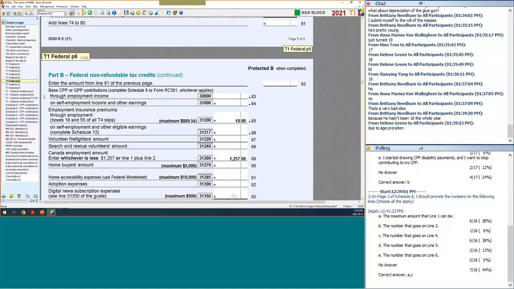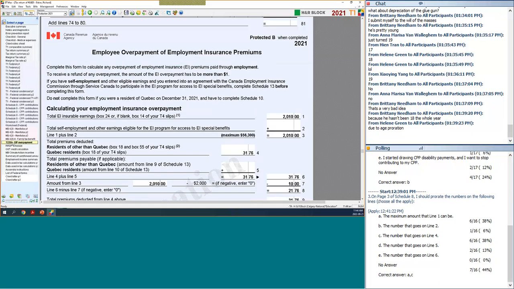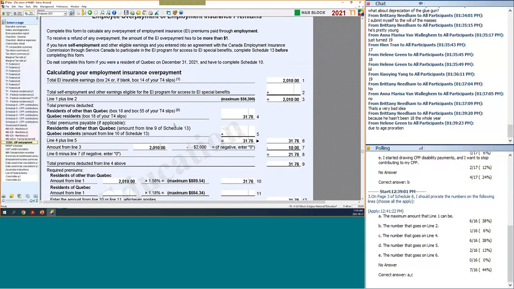What you should have, though, is we did the CPP and it was 0. The next one we come to is EI. So again, I have EI. I'm going to do a T2204. I'm just going to do it anyway. In this case, I'm especially going to do it because his income is low, and I'm expecting that he's going to have a refund on some of that, an overpayment.